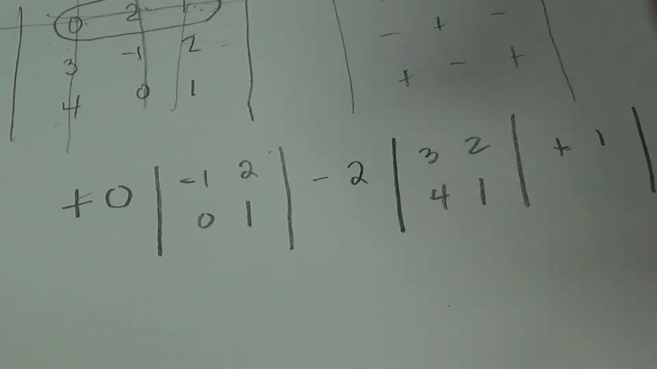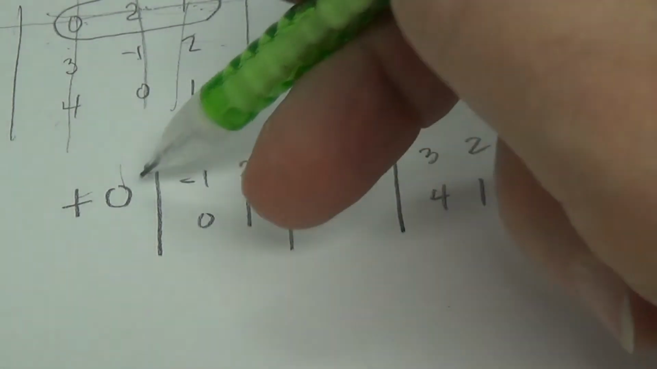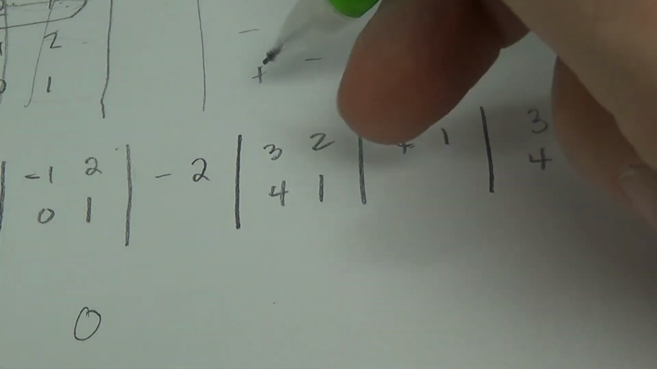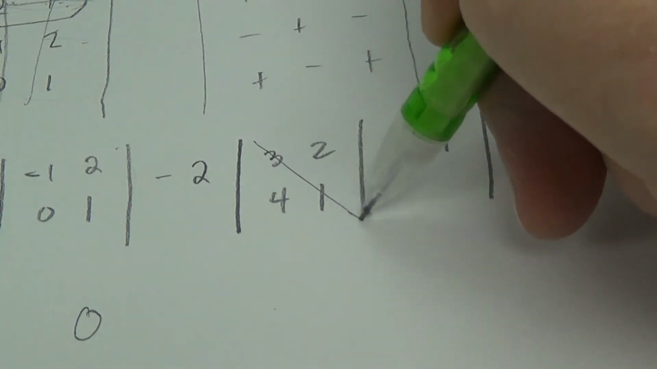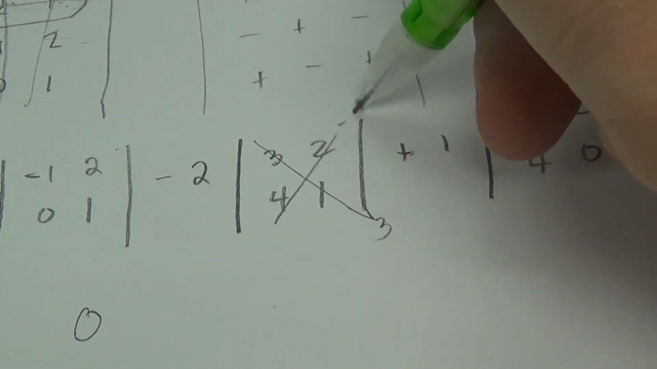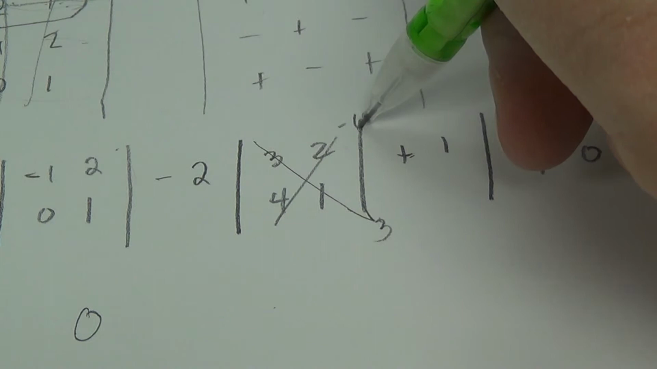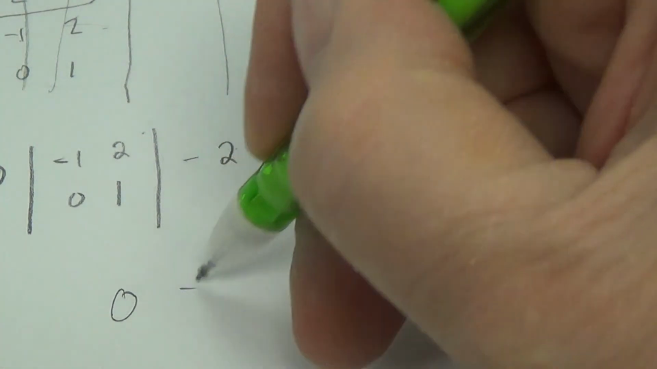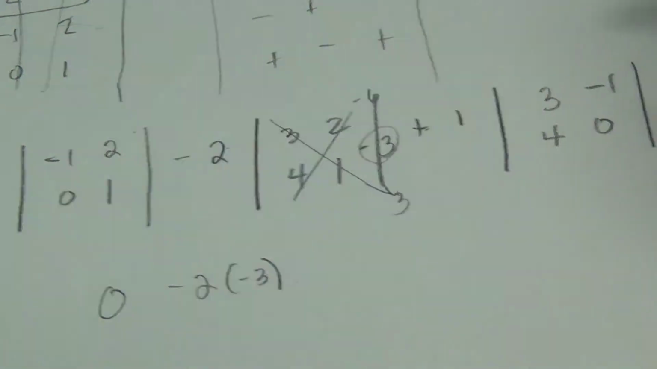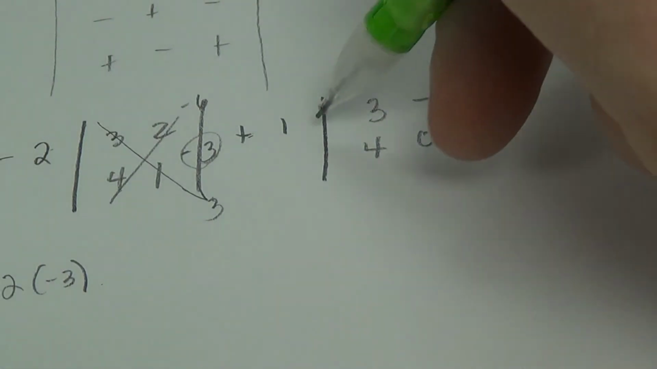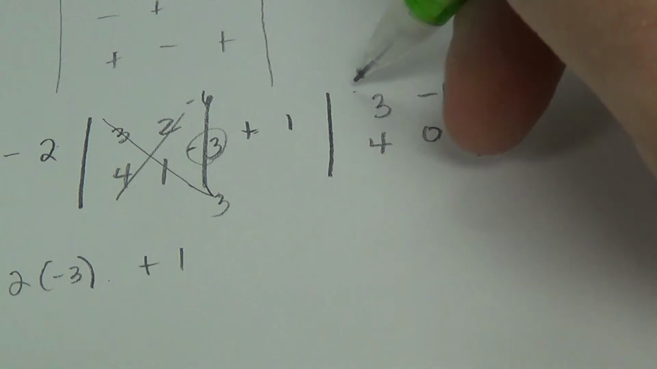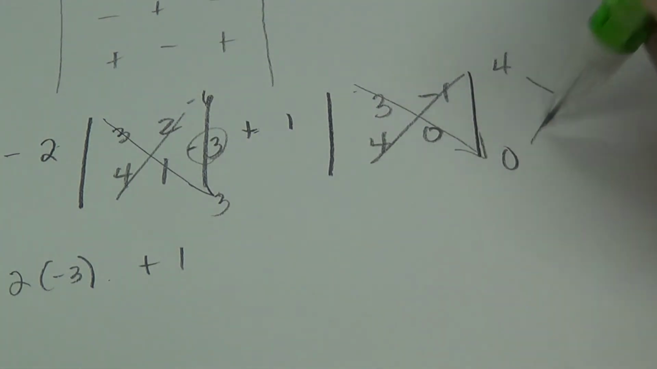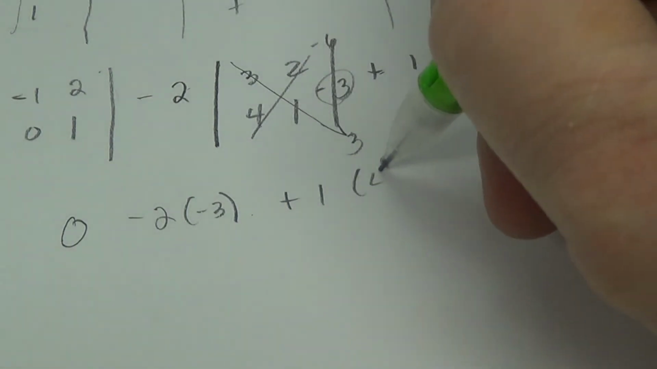So 0 times, no matter what this determinant is, is going to be 0. So that was why I chose that row in the first place. This determinant is 3 minus 6, which gives me a minus 3. So I have a minus 2 times a minus 3. This determinant, there's a 1 out front. It's positive. 0 and a minus 4, so they add up to a positive 4.